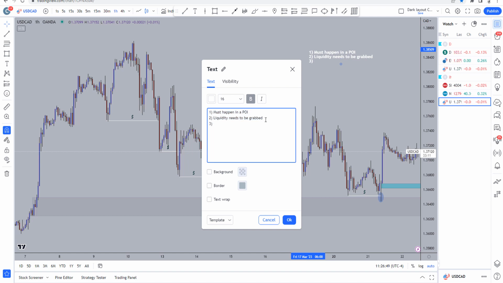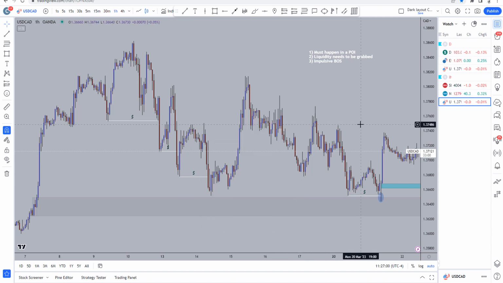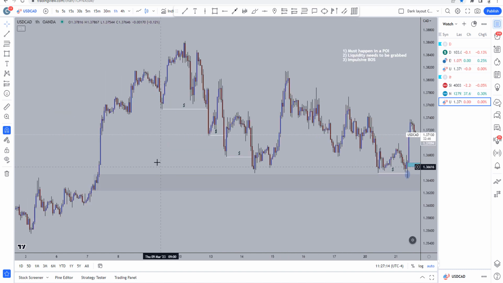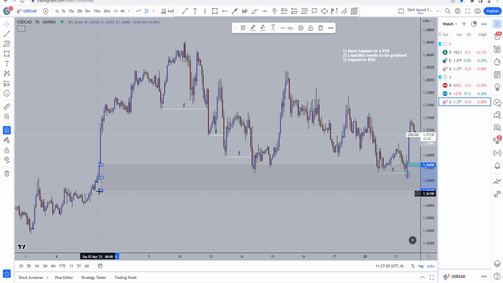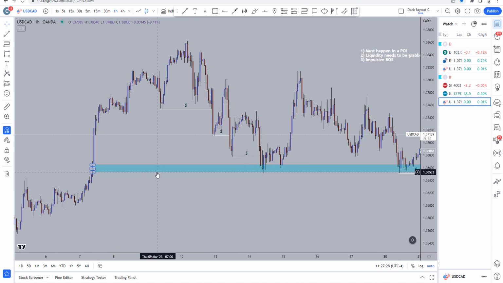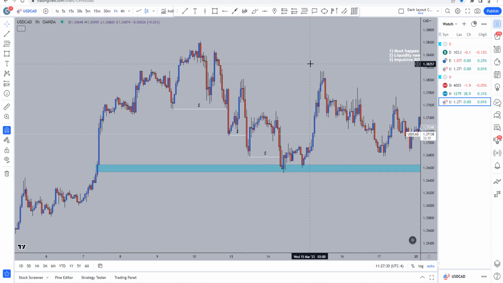This brings us to the third rule, which is that we need an impulsive break of structure. If there is no impulsive break of structure, then there is no trade. In any occasion, let's take again this example right here, the first one, and then we're gonna move to the second one. Here we had this imbalance, this fair value gap from the 1 hour time frame.